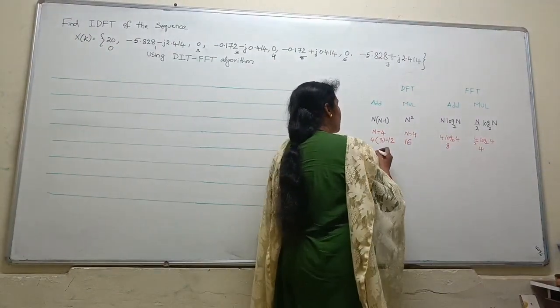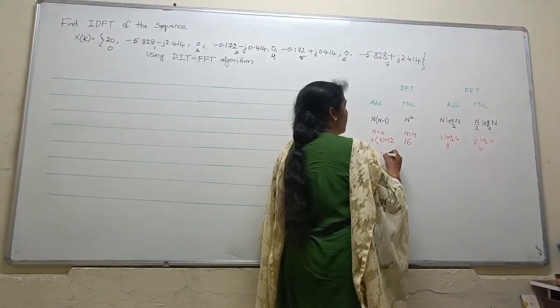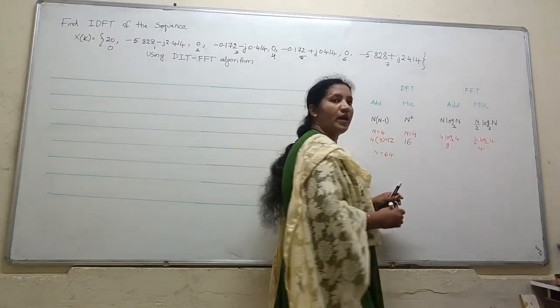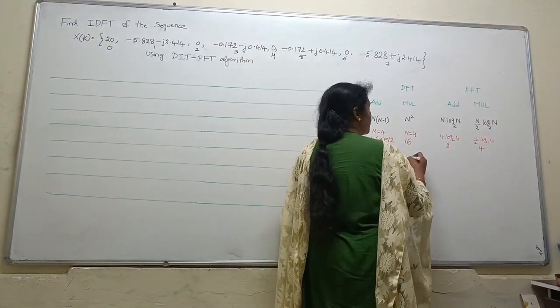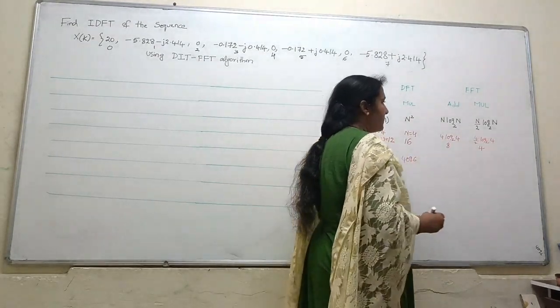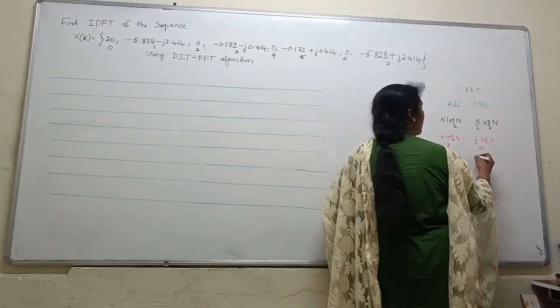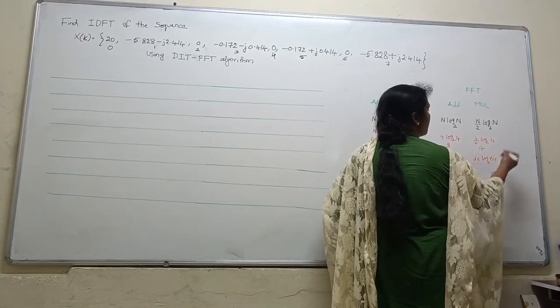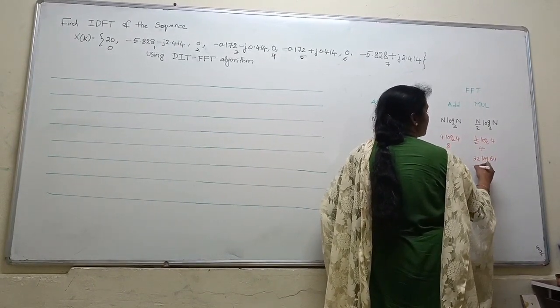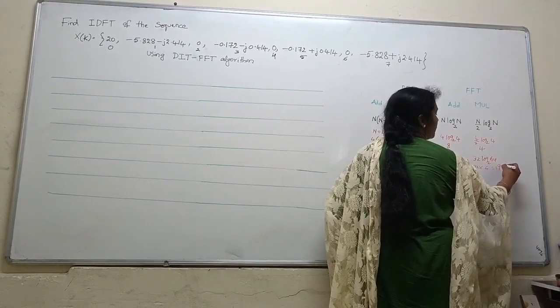Let us take one more example. If n is equal to 64, let us see how many multiplications are required. 64 squared means 4096 multiplications are required. But when you go for FFT, it requires 32 log 2 64. That means log 2 64 is 6. 6 into 32 gives you 192 multiplications.